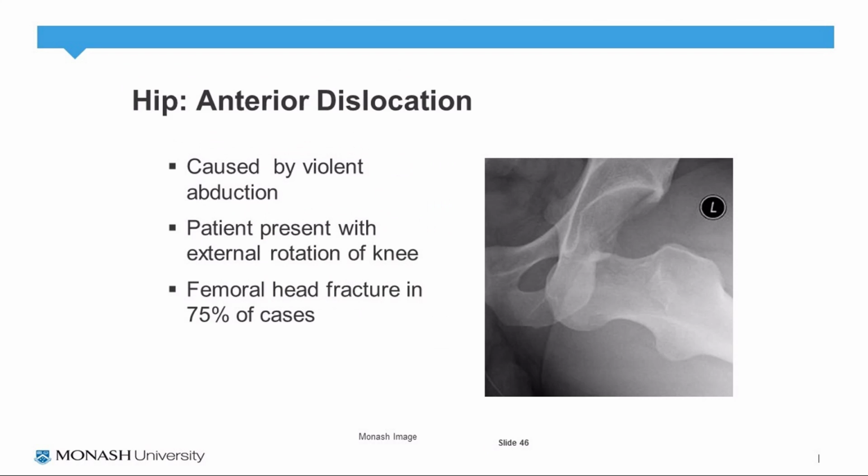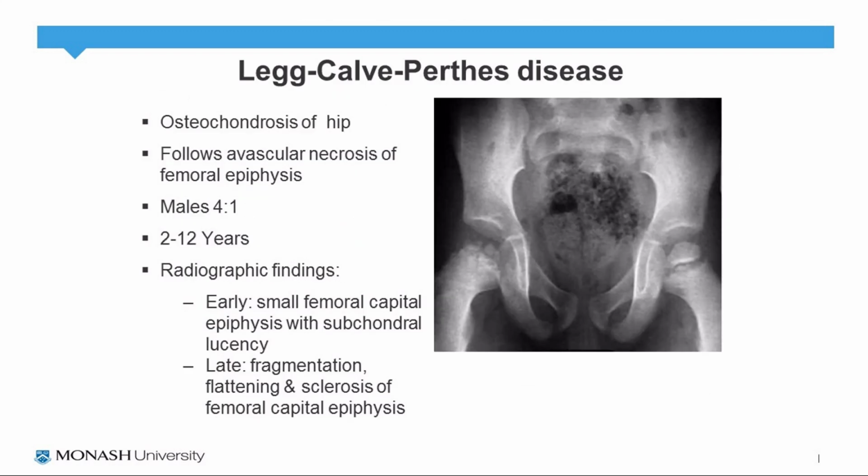With anterior dislocation, which is less common, this is caused by violent abduction. The patient normally presents with the knee in external rotation. The femoral head tends to be depressed inferiorly and more towards the middle. And then there's an association of femoral head fractures in about 75% of cases.